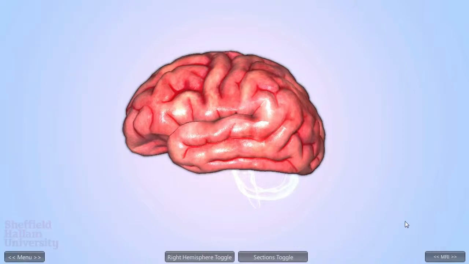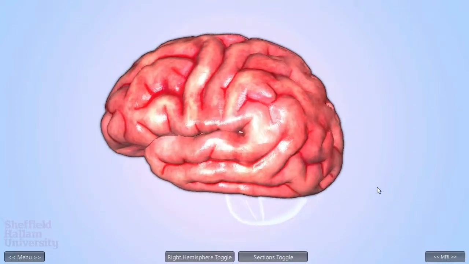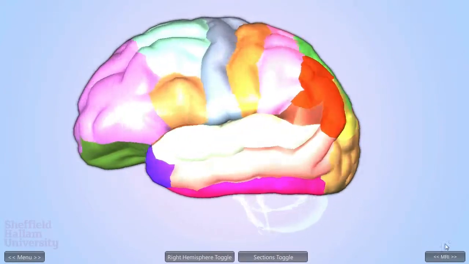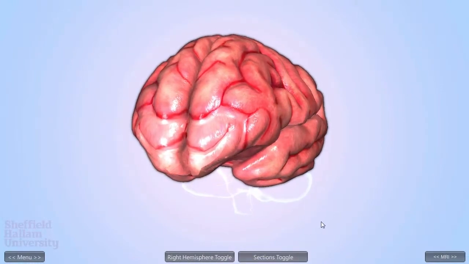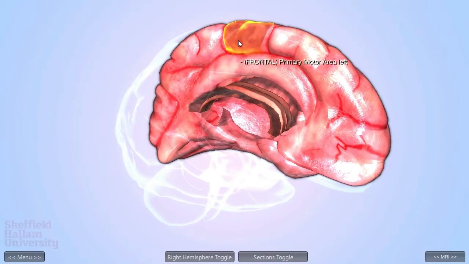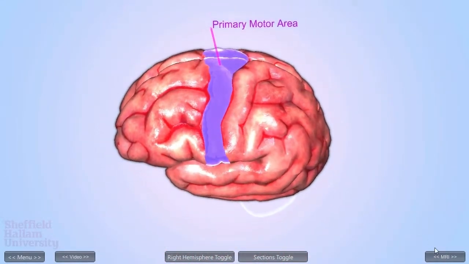The cerebrum. The cerebrum is the largest region of the brain. This is divided into two parts, known as the left and right hemispheres. The two hemispheres communicate and are connected via the corpus callosum. Each brain hemisphere controls the primary motor area.